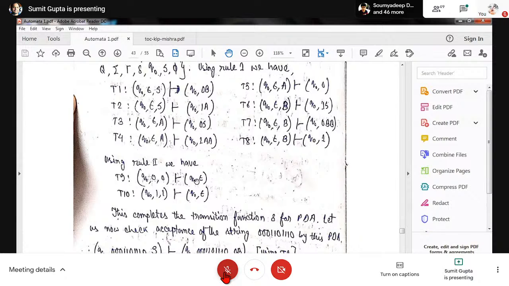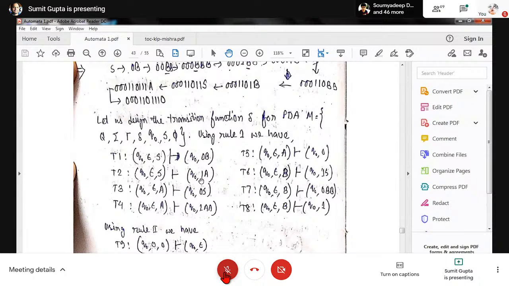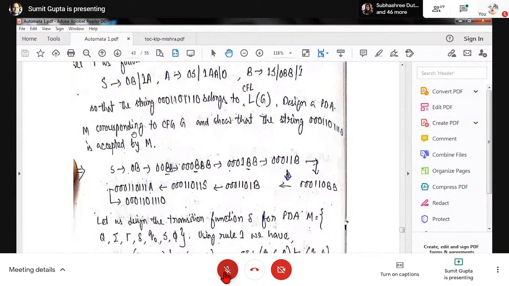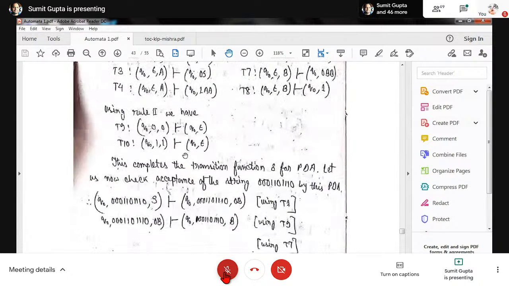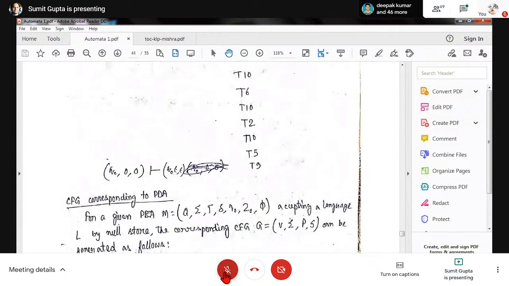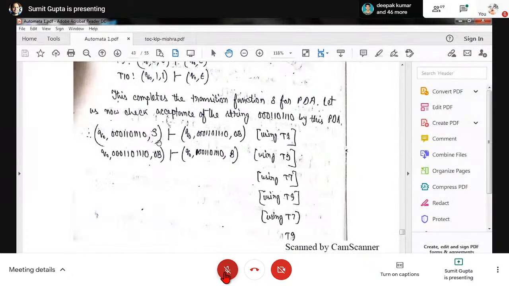After we have done that, we have to show that this particular string, the same string, is accepted by the machine. So we have got 10 different transitions. Now we have to again apply these transitions to show how this particular string is accepted using the null store method. That means the stack has to be empty in the end. So that you need to do. You can just check. I'll just show the beginning.